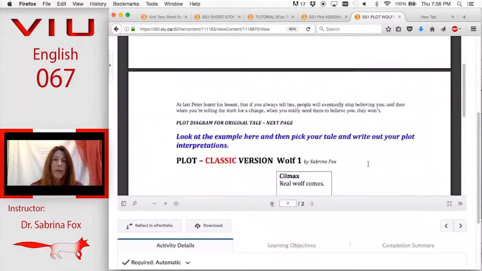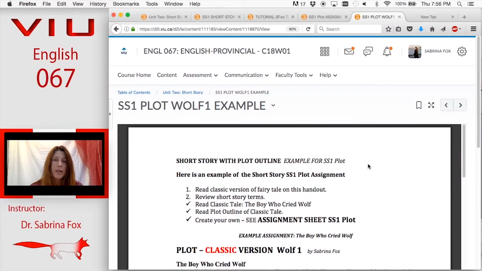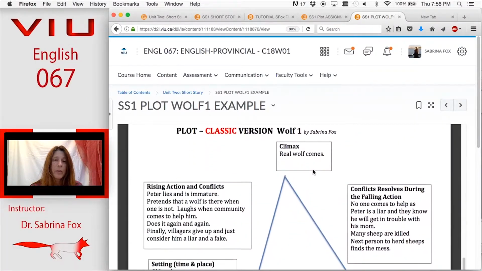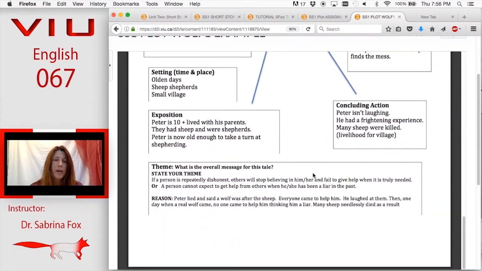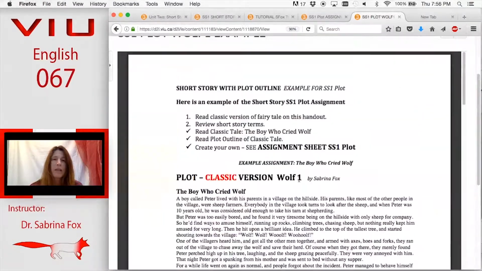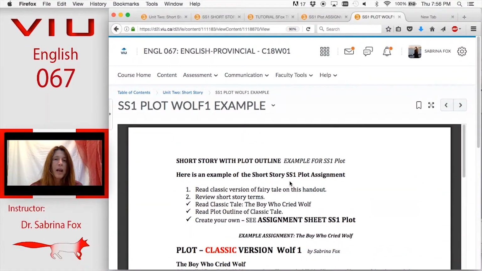So that is what you're going to do. You're going to pick your fairy tale. You're going to read it. You're going to make a plot diagram, and you're going to discuss theme as revealed by that fairy tale. And then you're going to send it to me, and I will have a look at it and give you some feedback and a grade. And then you will move on to SS2. So that's the end of your SS1 tutorial for now.